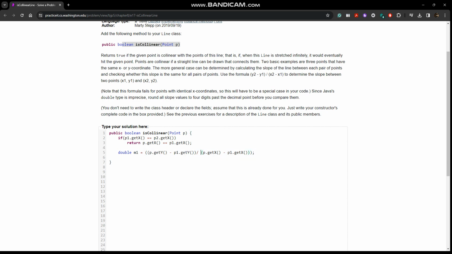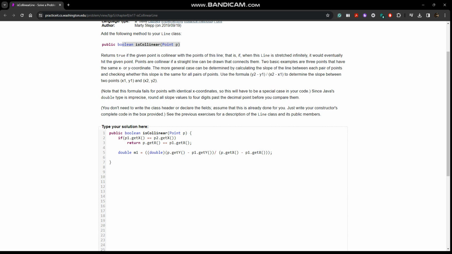And then again, this is basically the formula up here. y2 minus y1 is p.getY minus p1.getY, and then x2 minus x1 is p.getX minus p1.getX. Right? And then over here, it told us it's imprecise, so we're gonna round all slope values to 4 digits. I'm just gonna do this by just putting something called double. And that's just gonna get rid of that whole worry for us over there.